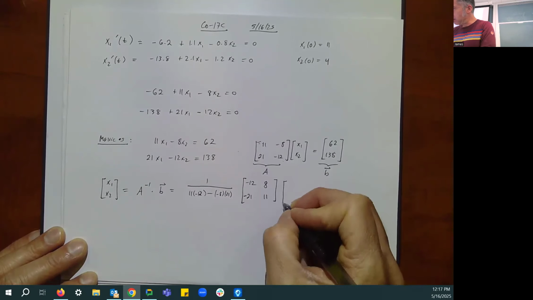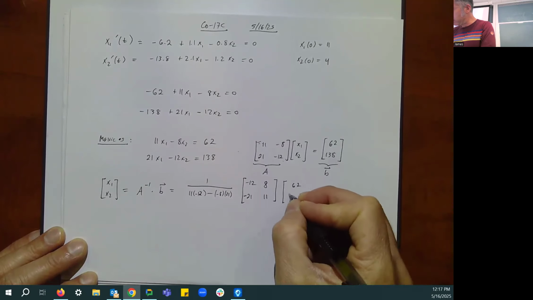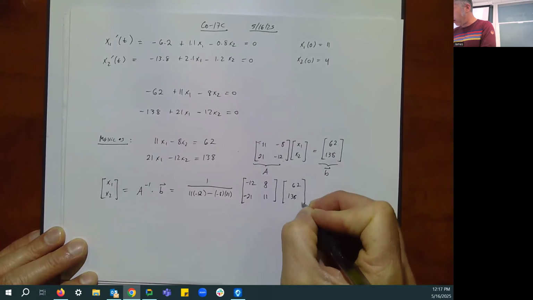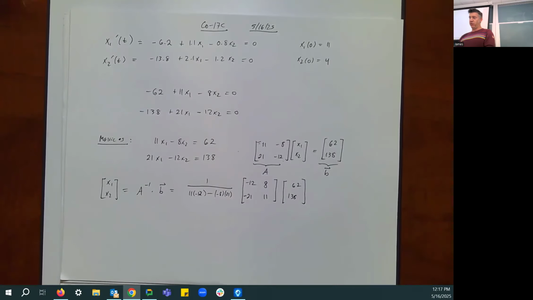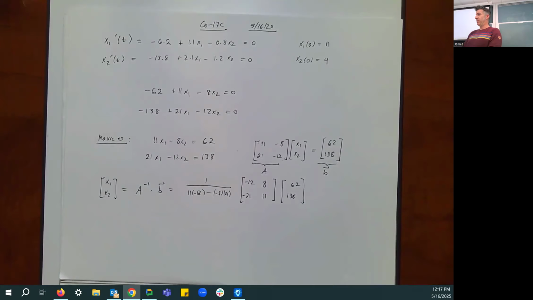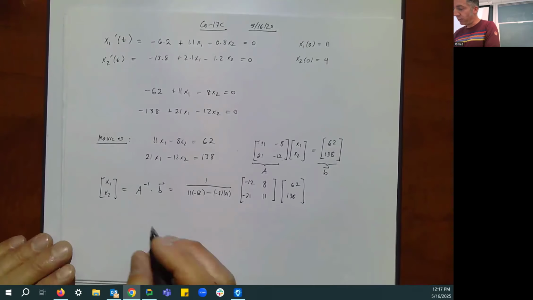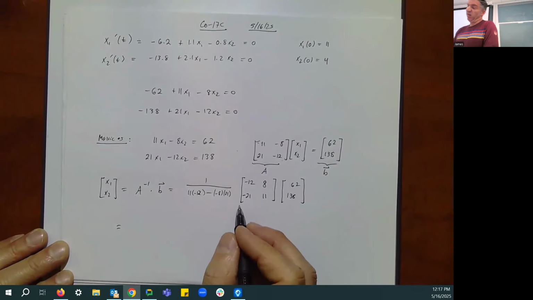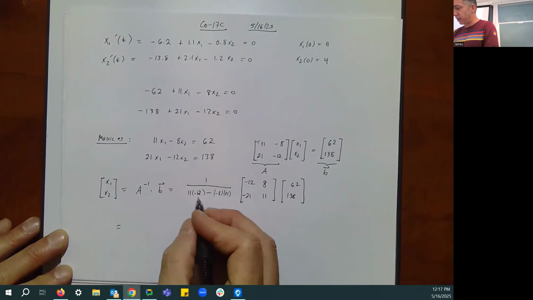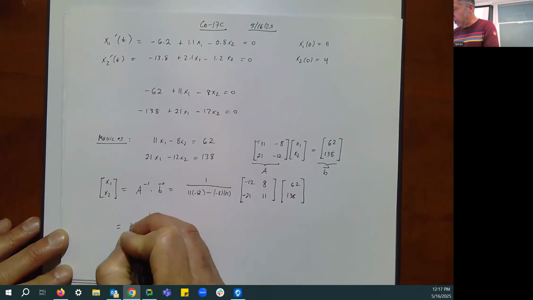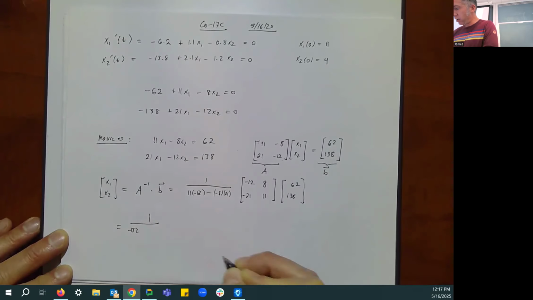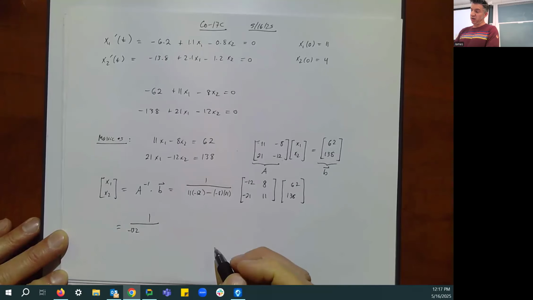Times 62, 138. Hopefully the person writing this problem thought about the numbers and it's going to come out beautifully. I don't anticipate that, but it could. You never know. So, all right. So 11 times negative 12 is negative 132. And then 8 times 21 is 168.